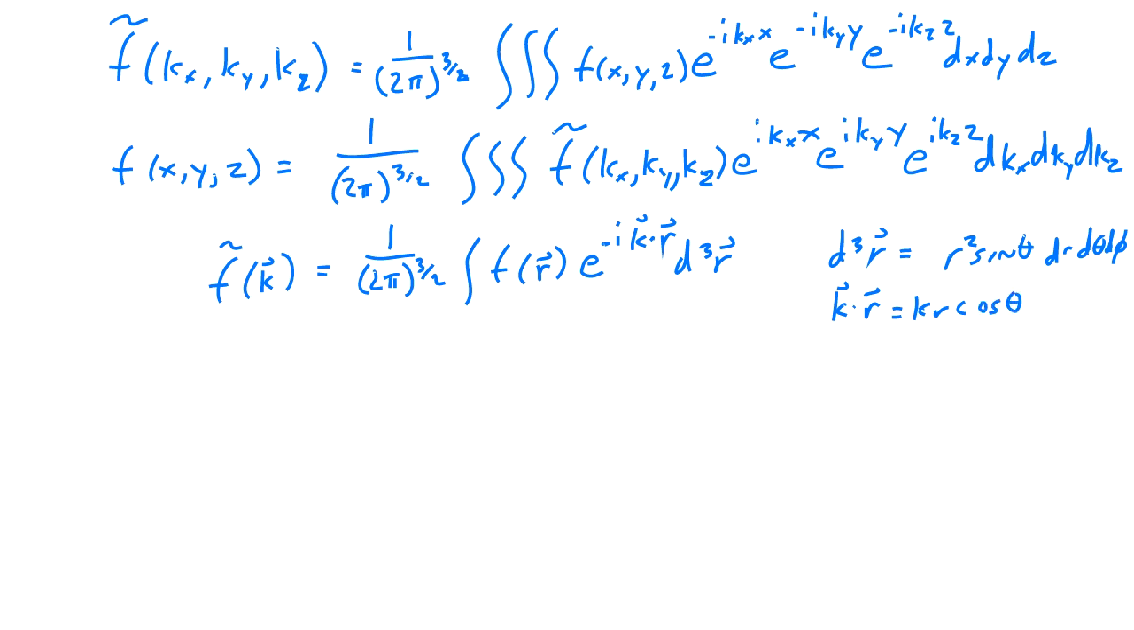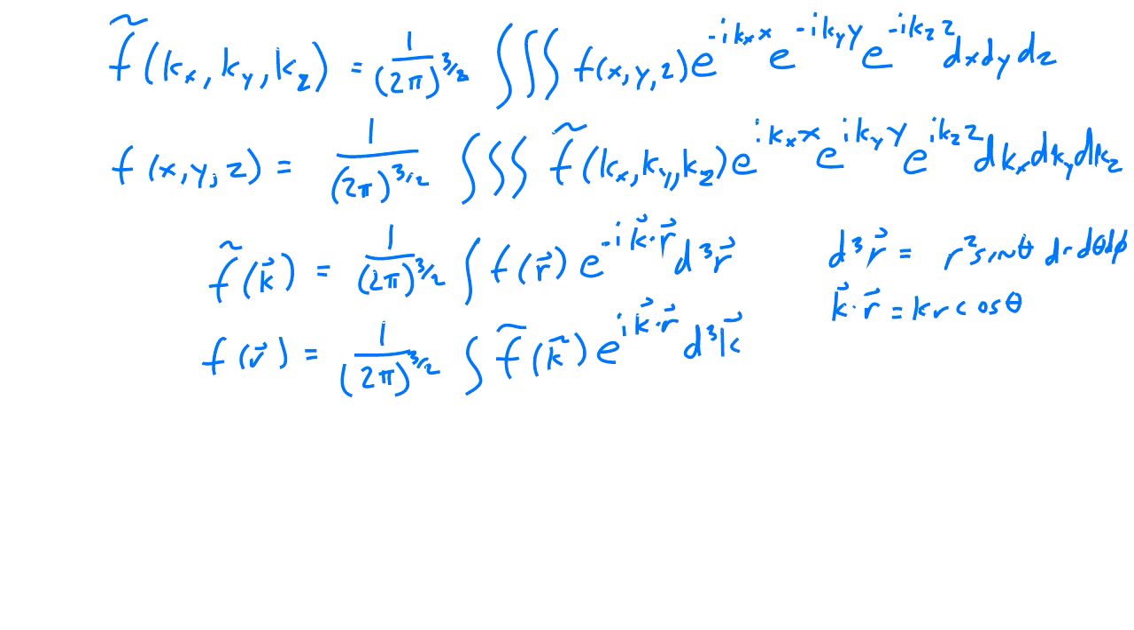Now you also can have the inverse transform, which is 1 over 2 pi to the 3/2 integral f twiddle of k e to the i k dot r d cubed k.